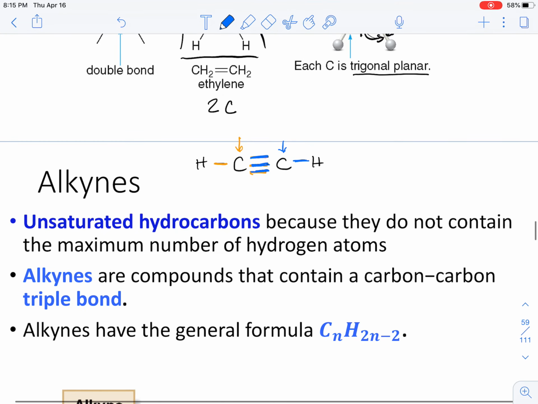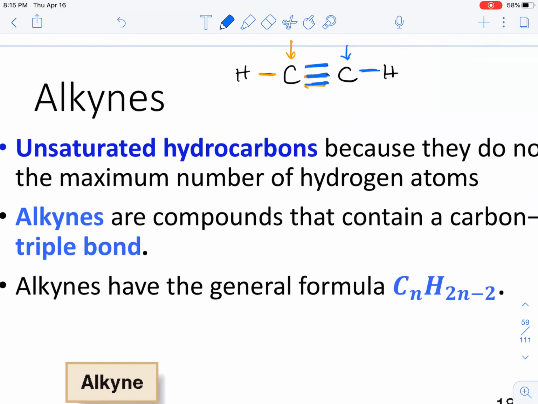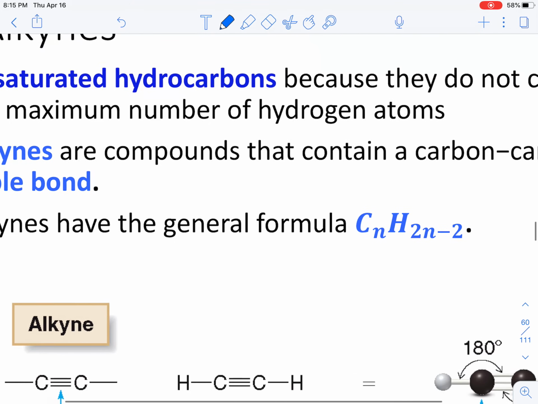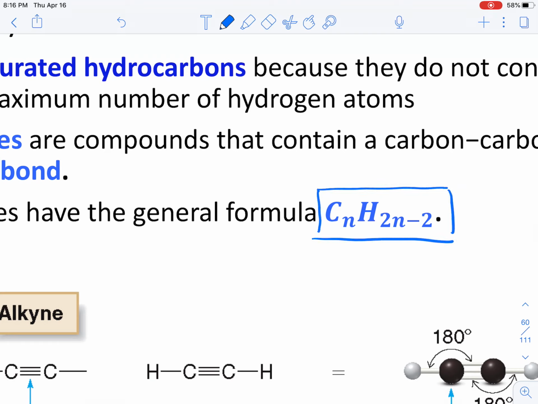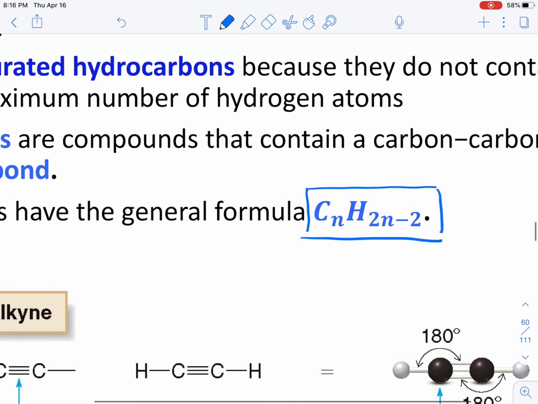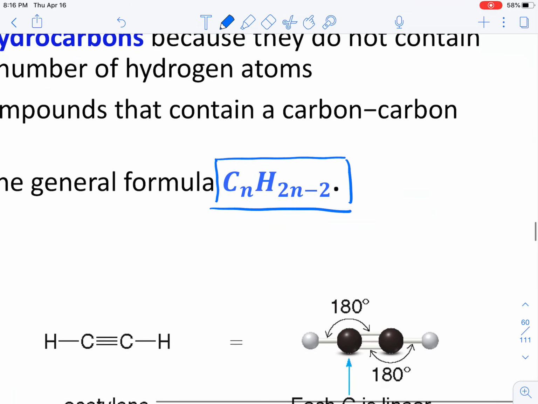All right. And so for alkynes, the general formula is not going to be similar to the cycloalkanes or alkenes. It's going to have its own formula, so to speak. It's CnH2n minus 2. If you recall how to use this, let's just say that n, which is the number of carbons, is equal to 4.